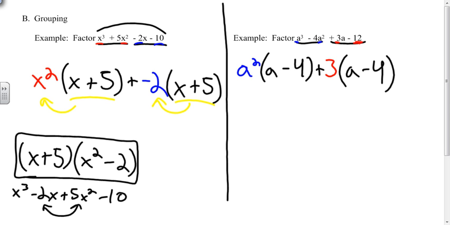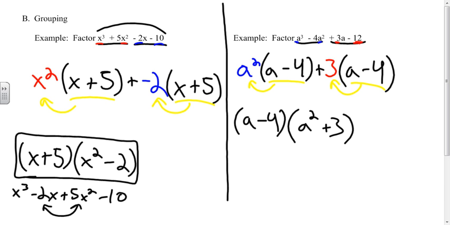Now again, once we're here, we can notice that we have an a minus 4 in both sets, this time being multiplied by a squared, this time being multiplied by 3. So we bring that factor down even more into a minus 4 times a squared and times positive 3. So again, this is our final factored form.